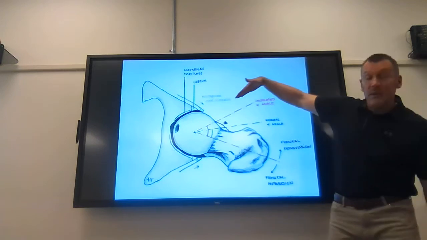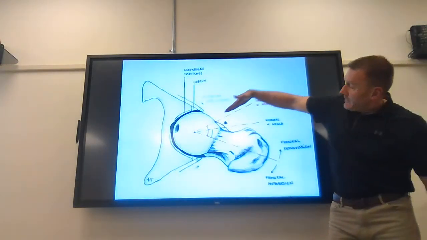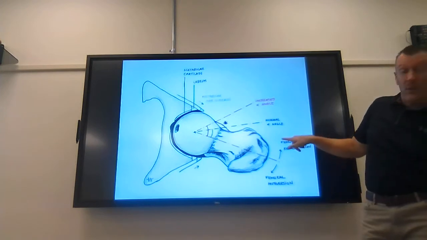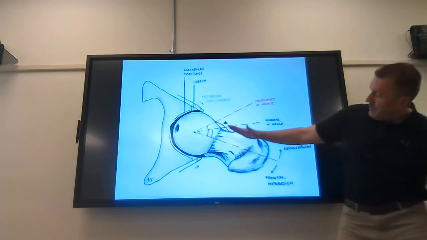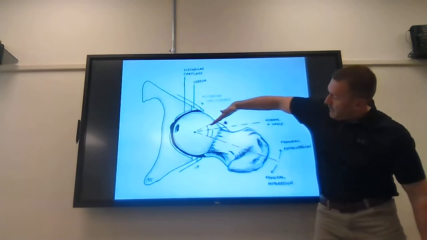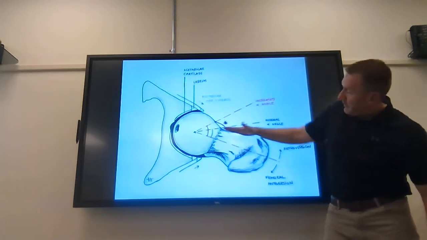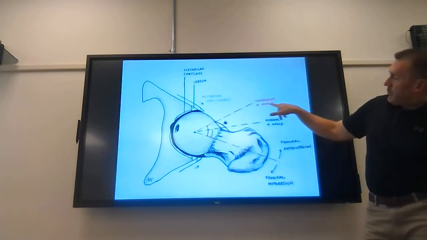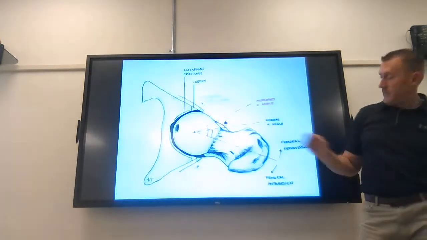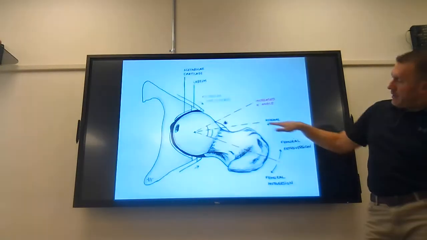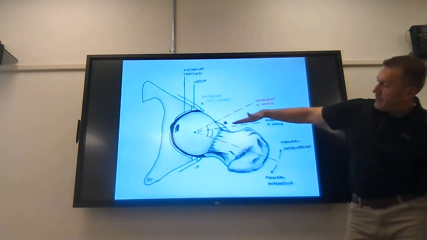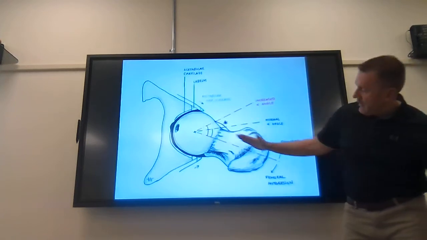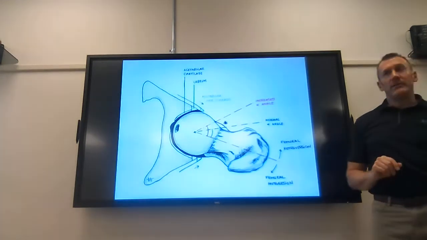Okay, now if you can imagine, you can also have this type of increase in retroversion. So retroversion is this way, okay? So if we're moving this whole thing up here in the anatomical position, that would be increased retroversion. This is normal, so slightly retroverted. And then back here where you see this picture, this way, that's antiversion.